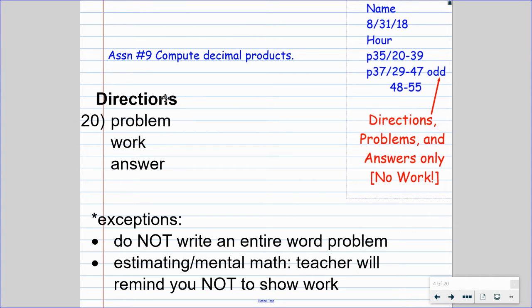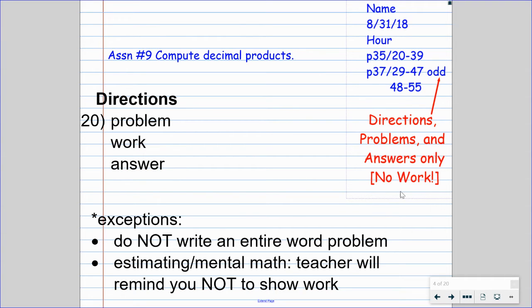Now, I tried briefly talking to you. We need to do a better job of this, of writing the directions. I'm asking you to write the directions. From now on, write the directions, along with problem, work, and answer every time. But I shouldn't really say every time because we're studying mathematics. We know there are exceptions to every rule. So for instance, do not write down an entire word problem. That is an exception. You do not have to write down the problem. You would only show your work and your answer.